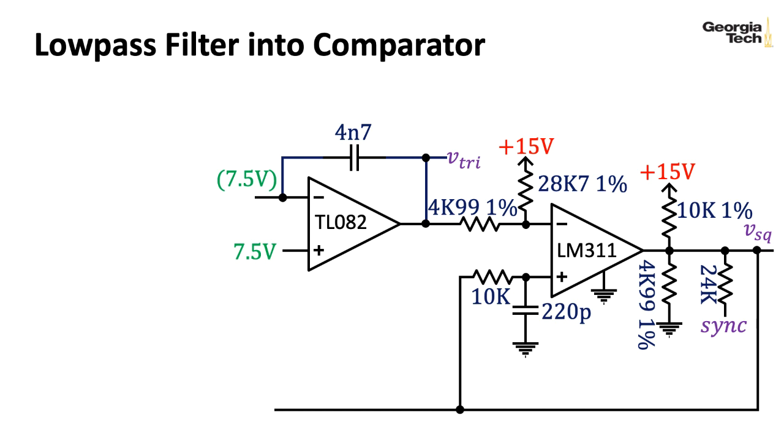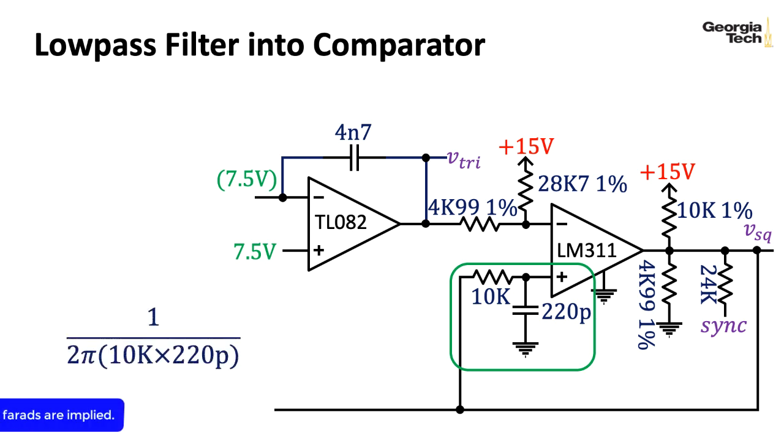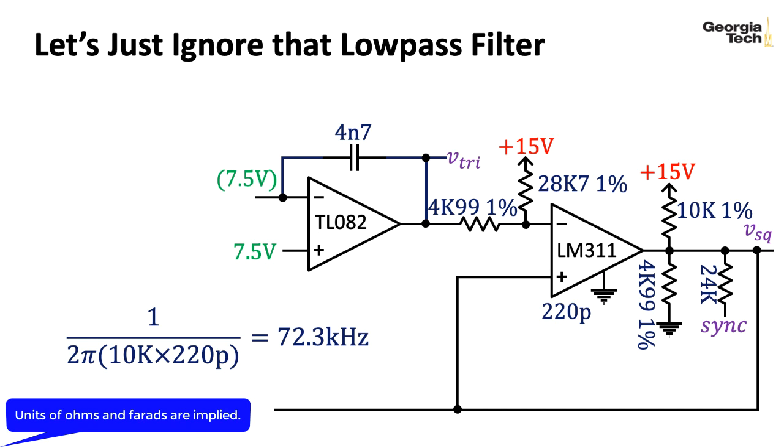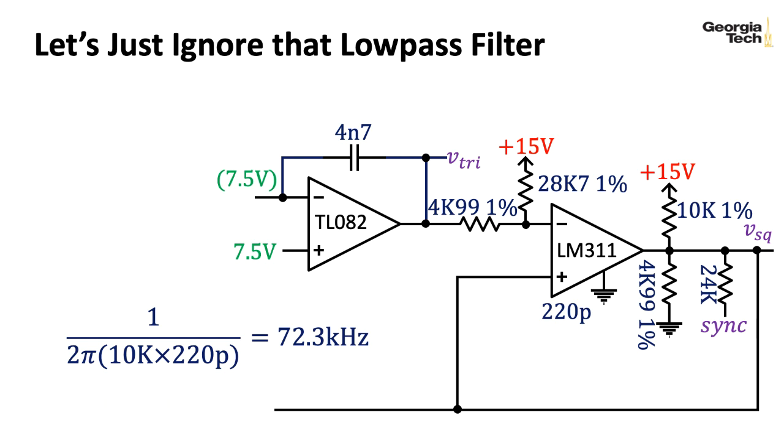The square wave output of the 311 comes back to the positive input through a simple one-pole low-pass filter created by this 10K and 220 picofarad capacitor. If I compute the cutoff frequency associated with that low-pass filter, I get 72.3 kilohertz. So this is telling me that it's basically there to filter out glitches, and so I'm just going to ignore it. Let's just pretend that the square wave goes to the 311, and the 311 is perfect.